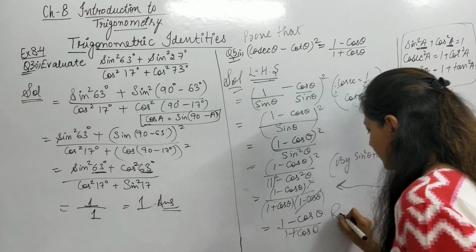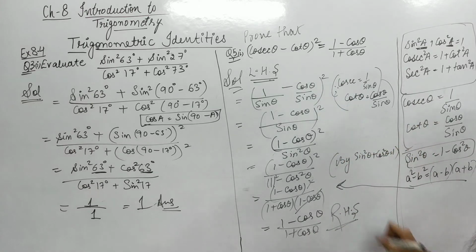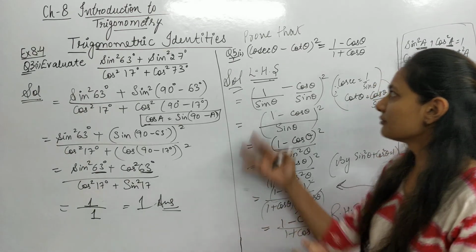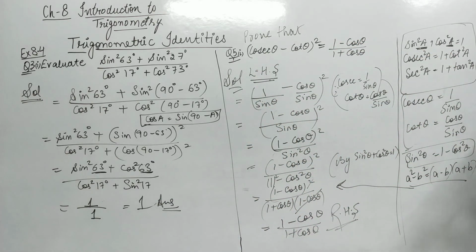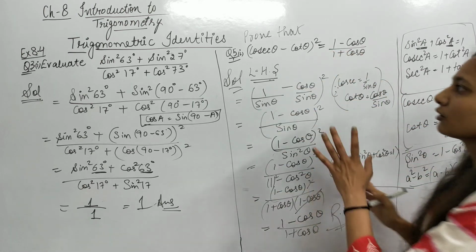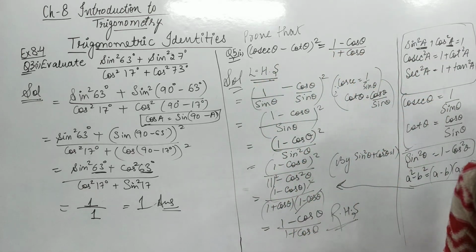This is your right hand side. And this way you have to prove the trigonometric questions. These types of questions come that prove that right hand side is equal to left hand side. So you have to do according to the question that what you want on the other side. Okay.